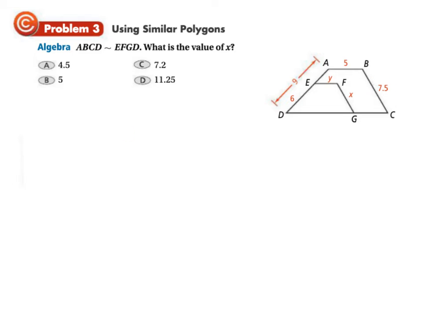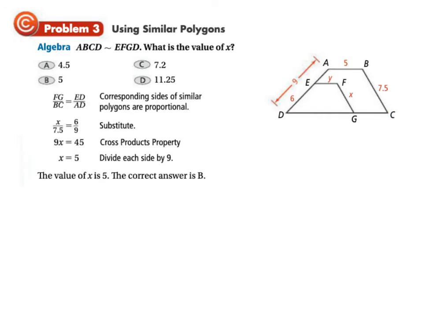Okay, the side on the small one, FG, compared to BC, that matching corresponding side. Okay, and what do you get when you set it up like that? You get an x value of 5. This is 5. Okay, try this got it problem.